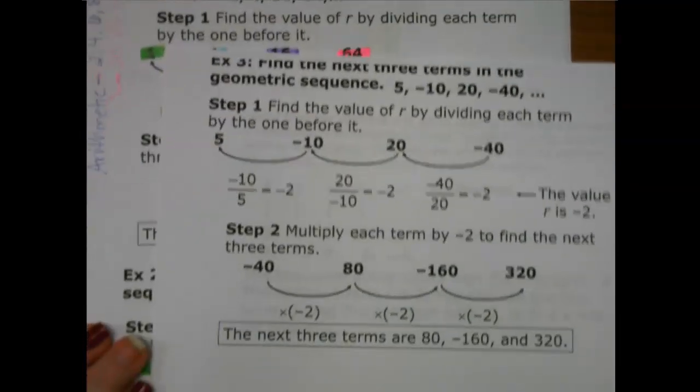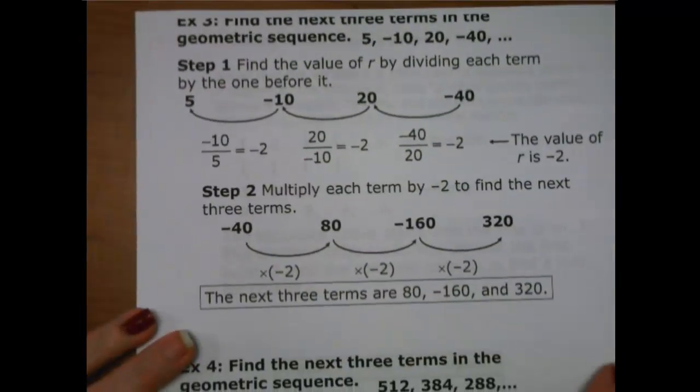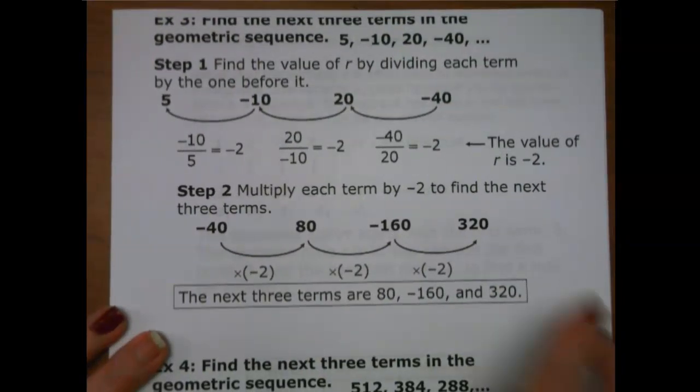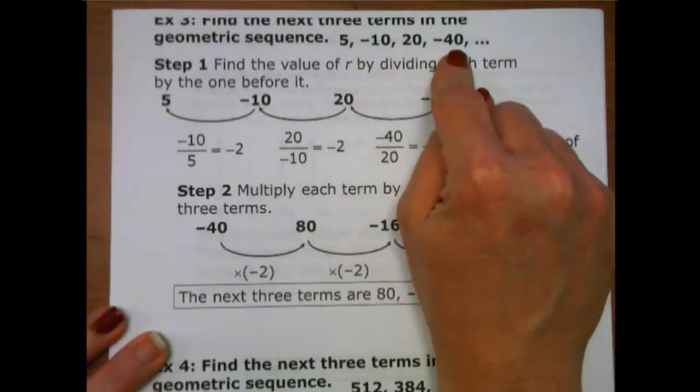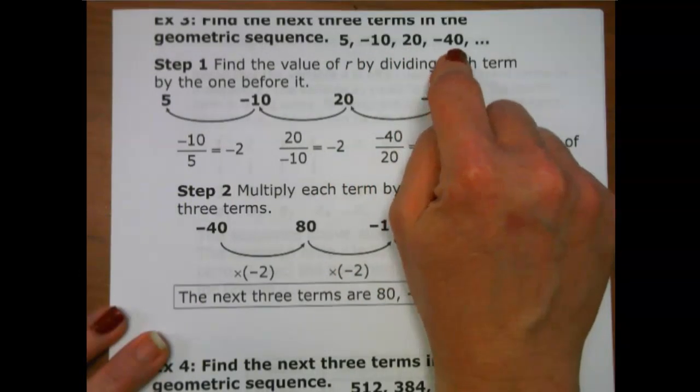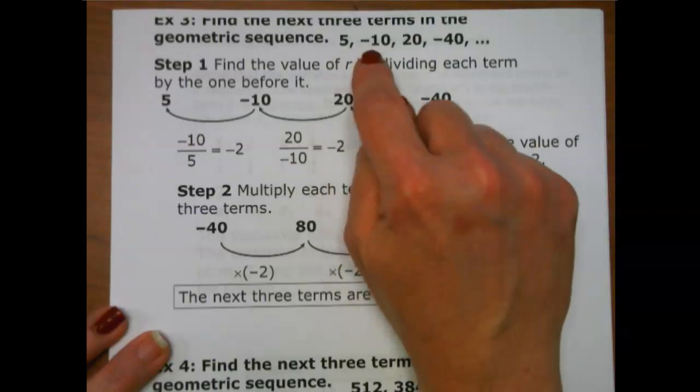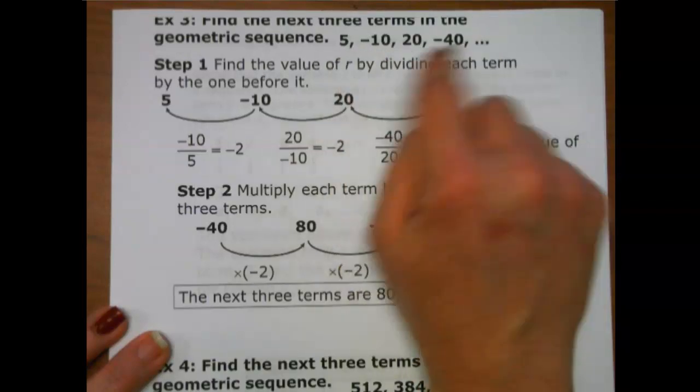Let's try one more. I'll cover this up so I'm not distracting you. Other one. So find the next three terms in the geometric sequence 5, negative 10, 20, negative 40. Well, already you know your R value must be negative. That's right, because it's alternating between positive and negative. But let's see what that R value is.